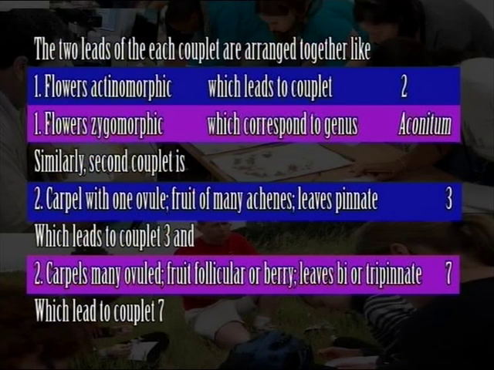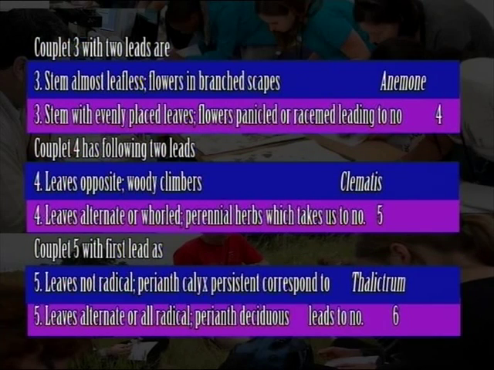Similarly, the second couplet is carpels with one ovule, fruit of many achenes, leaves pinnate, which refers us to couplet 3, and carpels many ovuled, fruit follicular or berry, leaves bi- or tripinnate, which leads to couplet 7. Couplet 3 with two leads are: stem almost leafless, flowers in branched scapes. These signify the characters of Anemone. Stem with evenly placed leaves, flowers panicled or racemed, leading to couplet 4.